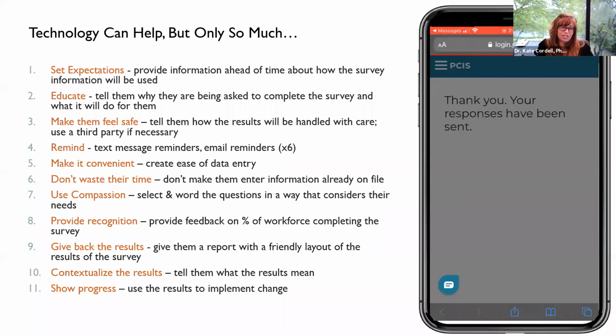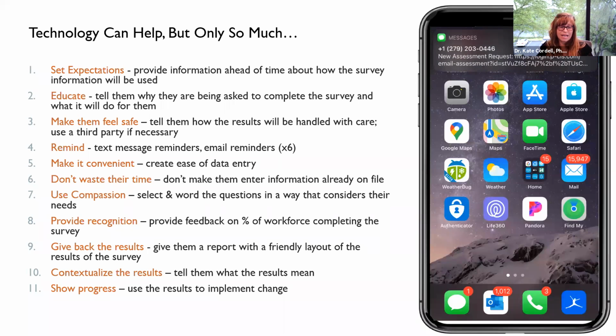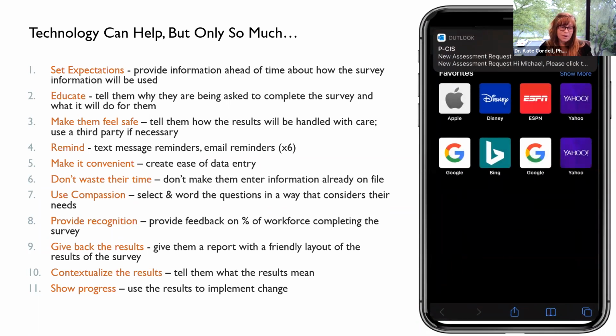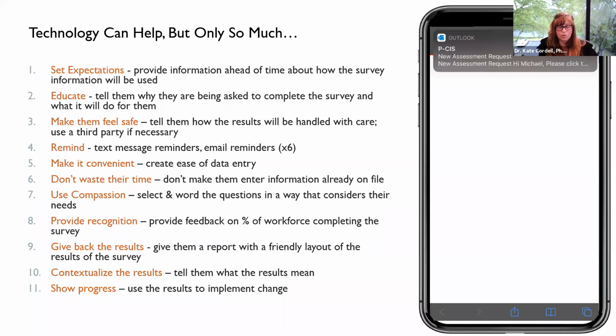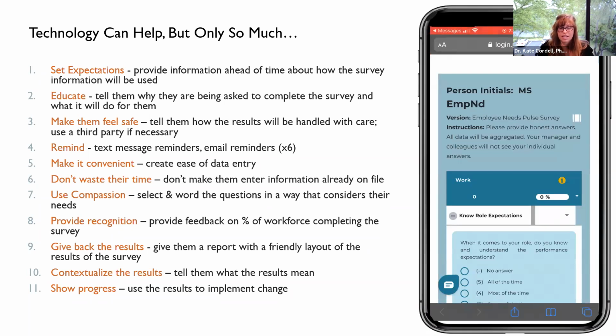Then use compassion if you do a staff survey or pulse survey, in that you make sure you word the questions in a way that considers their need. If you word the questions in a way that is just toward your own or the organization's need, then folks are unlikely to answer it or participate.